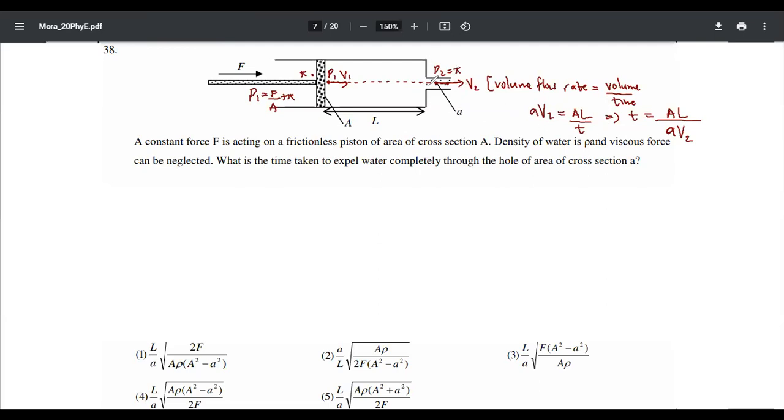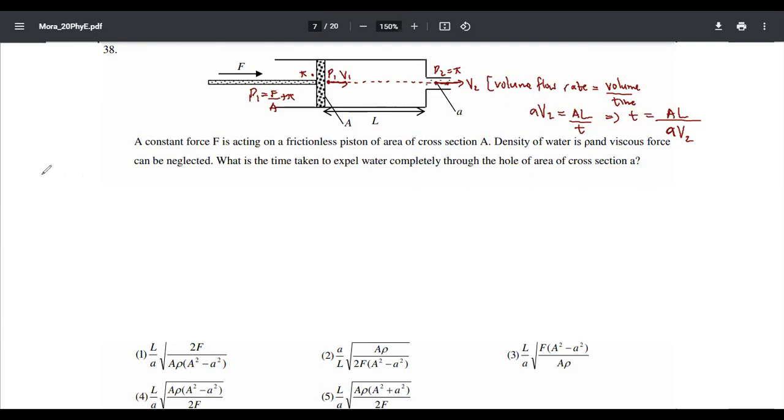This is how you have to start the question. This is where the liquid is coming out. So the volume flow rate at this point will be equal to total volume divided by the total time taken for entire liquid to be taken out. Okay, let's find out V2 now. How do you find out V2?